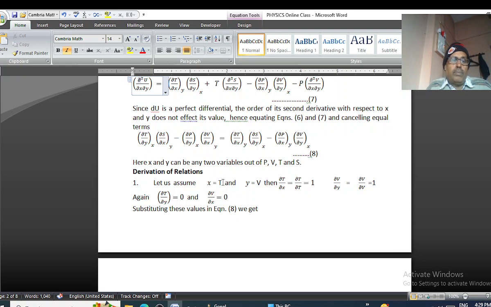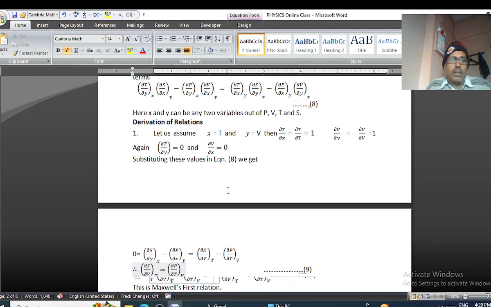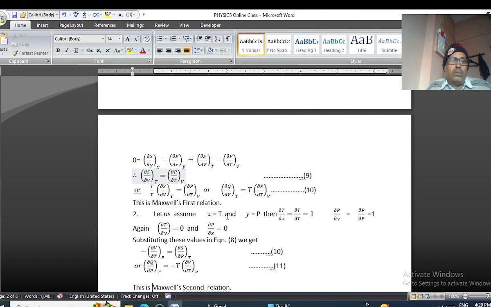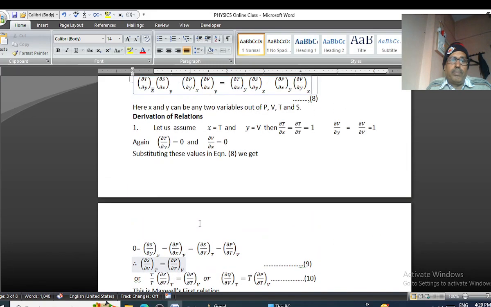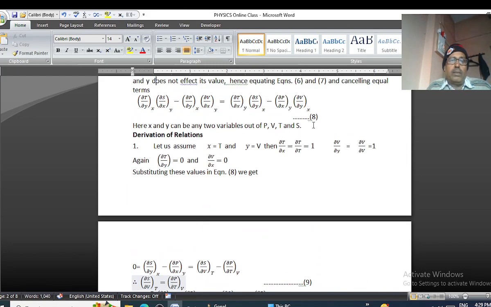Here we had assumed x is equal to T, y is equal to V. Now we take another option. We assume x is equal to T, y is equal to P. If x is equal to T, ∂T/∂x is 1. If y is equal to P, ∂P/∂y is equal to 1. But if we differentiate T with respect to y, it will be 0. Differentiation of P with respect to x will be 0. You can see here. And all these values are again substituted in equation 8.